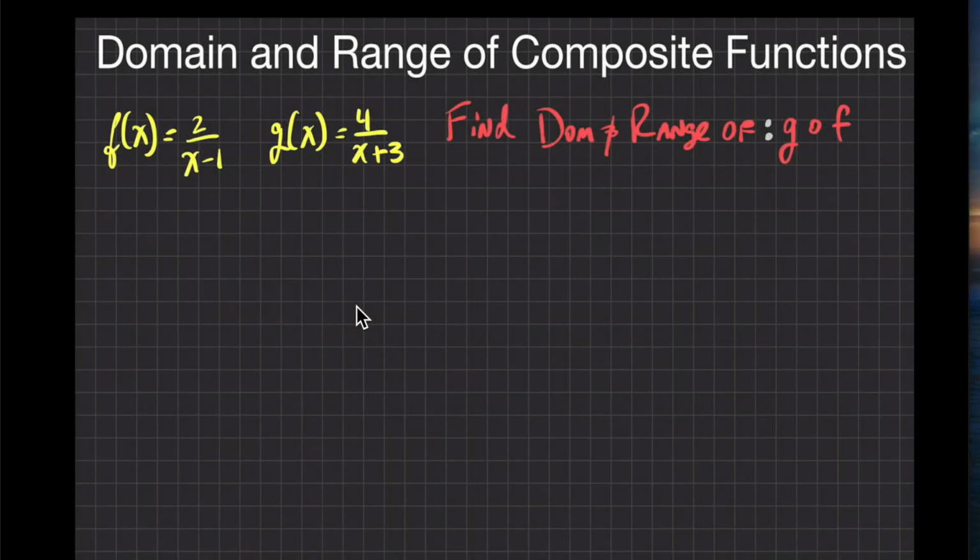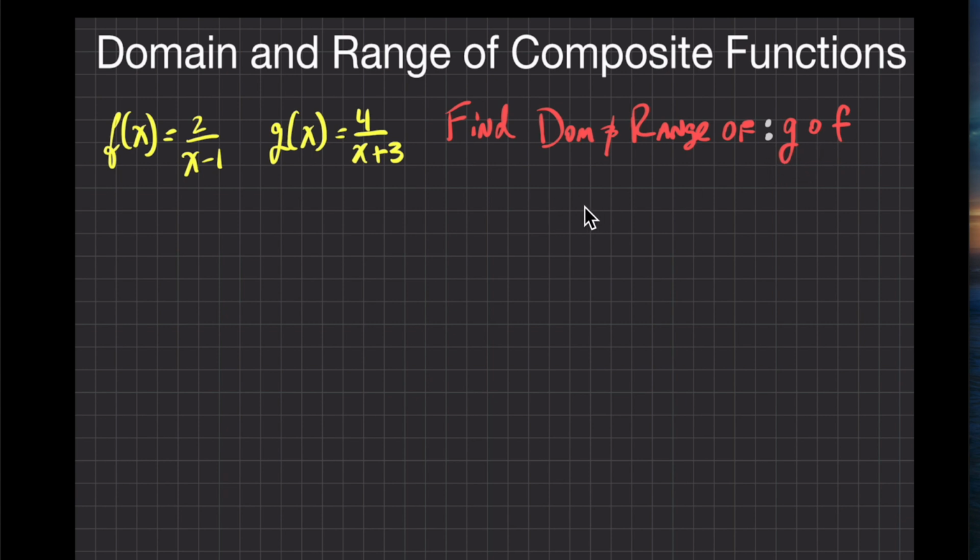We are going to look at finding the domain and range of composite functions. In this first example, we have f of x equal to 2 divided by x minus 1 and g of x equals 4 divided by x plus 3. We have two rational functions, and we're asked to find the domain and range of g of f of x.